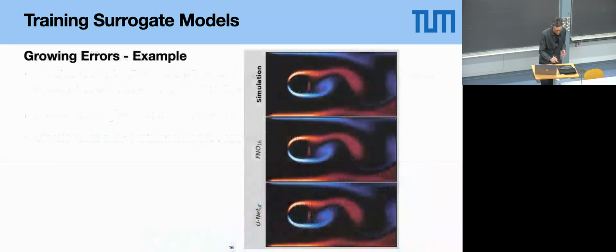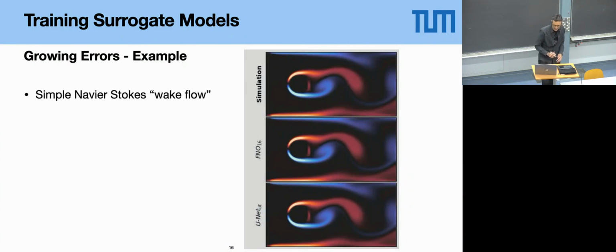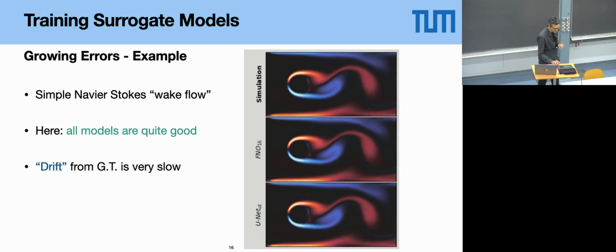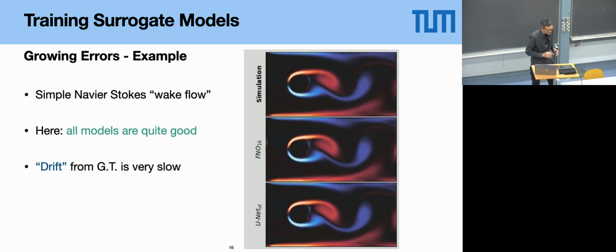Because it's about time, this is also an example where we can illustrate this evolution and these problems a bit. This is a relatively simple example of a flow around an obstacle, with flow coming from the left-hand side. These are actually all pretty good models, so they don't blow up immediately. But now it's playing.